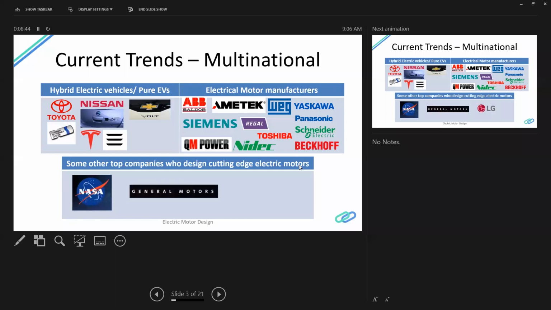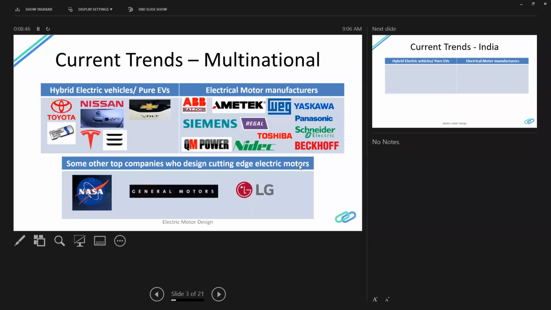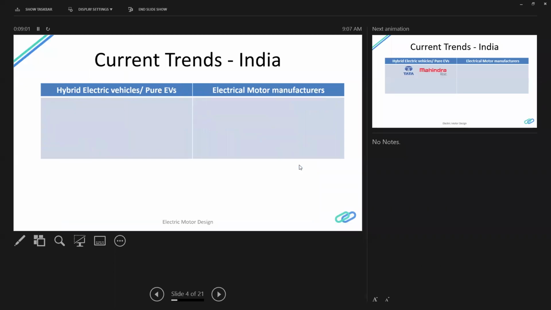General Motors is another big company. LG is one of the big companies. Even the washing machines that they have designed, I know that they have designed switched reluctance motors that are efficient and can be used in washing machines and other home appliances that they sell. Among companies in India, I think Tata and Mahindra have spent an enormous amount of effort in designing autonomous vehicles.